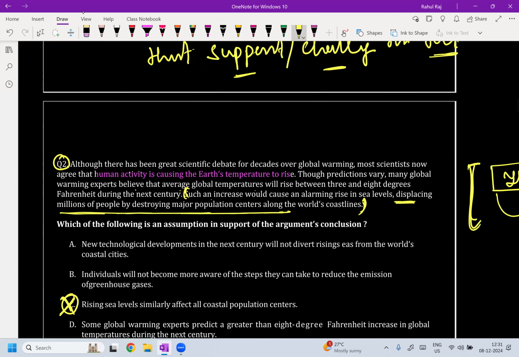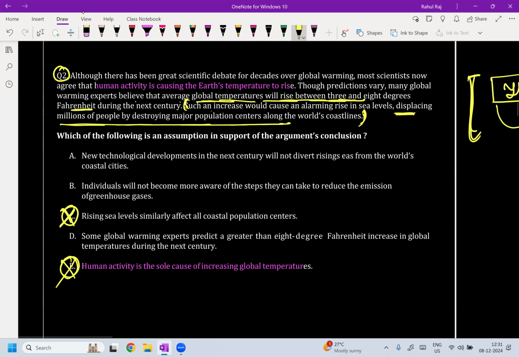What is my fact? That experts believe the average global temperature will rise between 3 to 8 degrees Fahrenheit. This is stated, meaning it is a fact, right? What they are trying to say is that some global warming experts predict a rise greater than 8 degrees Fahrenheit. It means you are trying to challenge the fact. So if you're trying to challenge the fact, the answer is straight away wrong. Masira, is this clear? Yeah, now I get it. So don't go mad at all, Masira. These things will happen for sure.